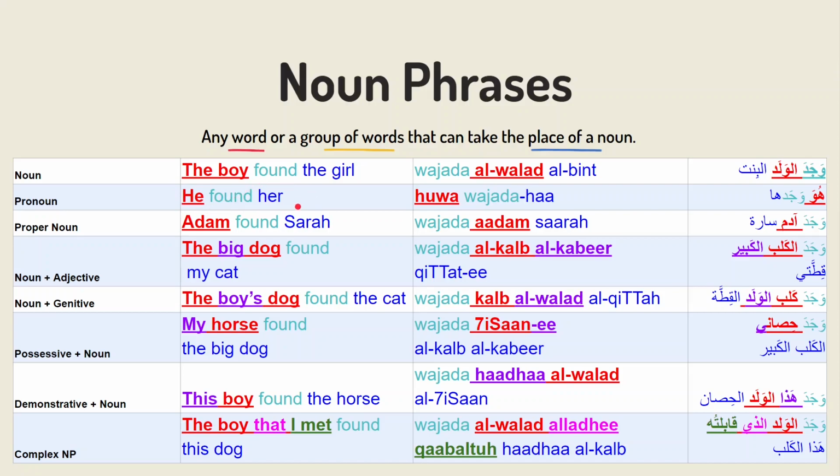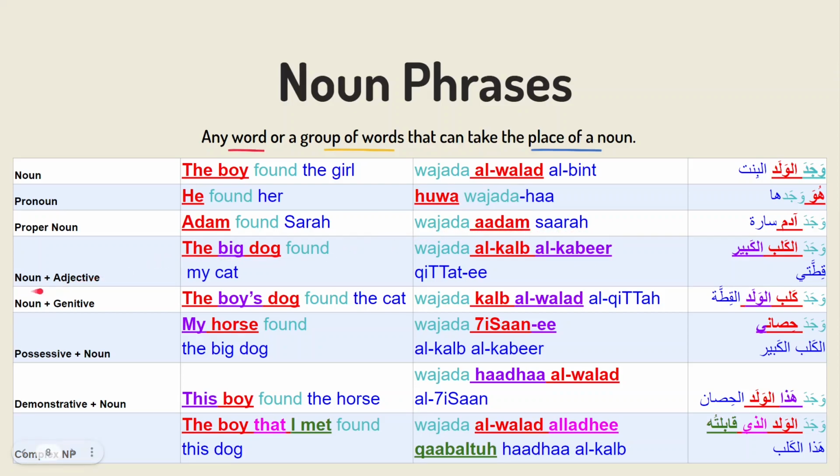And then we can also use pronouns both for the subject and the object. So he found her. هو وجدها. Or in this case, we don't even have to use هو, because if it's in the subject position, sometimes we can skip the pronoun and it becomes وجدها, without هو. And then when we have a proper noun, so Adam found Sarah. So وجد آدم سارة.